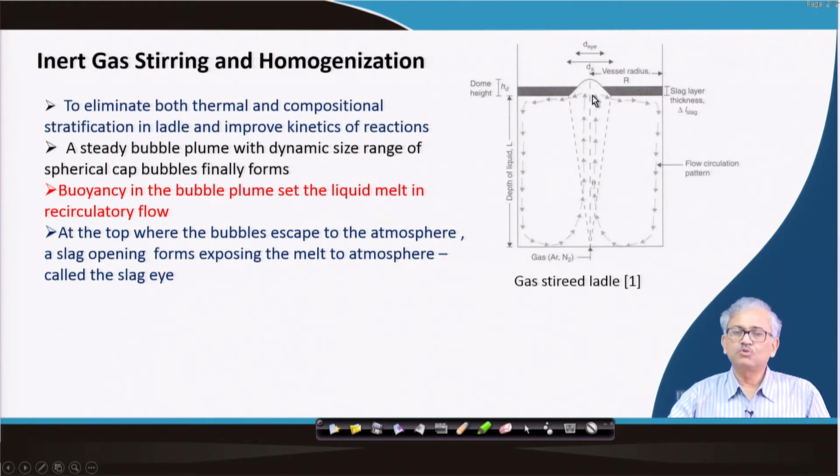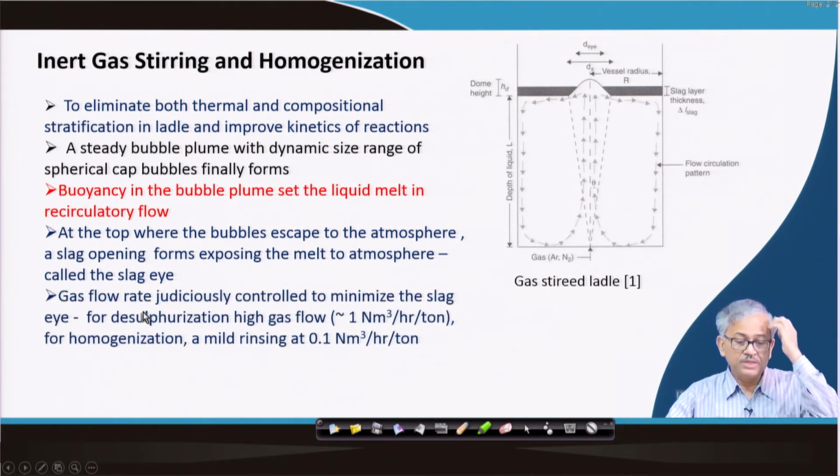But in case of homogenization of the temperature and composition, you don't require too much stirring. A mild stirring is sufficient. And in case of mild stirring, your eye opening is also less. That is good, because you don't have much interaction. So that is the thing. The gas flow rate has to be judiciously controlled. You have to minimize the slag eye.